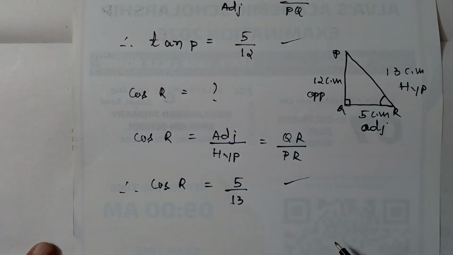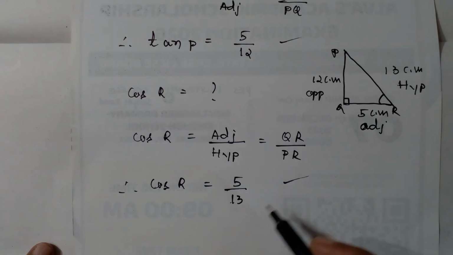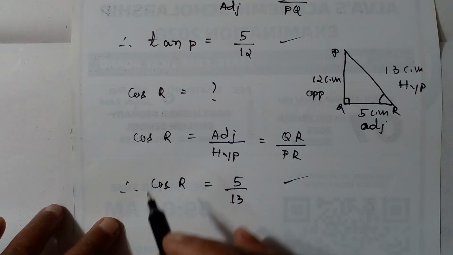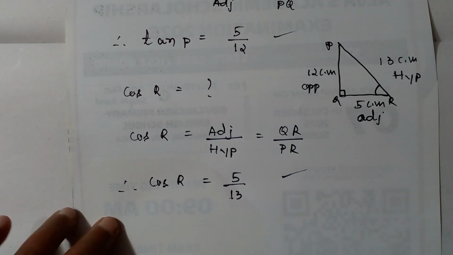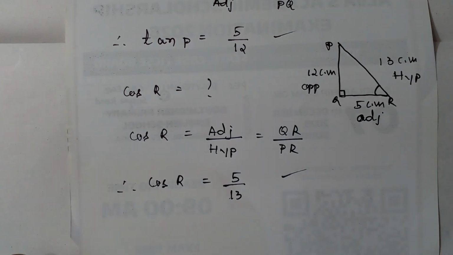So in this way we can find tan P is what? 5 by 12. Cos R is 5 by 13. So observe that one. In this we can get the ratios. I think everybody understood. Okay, I'll move to the next question.